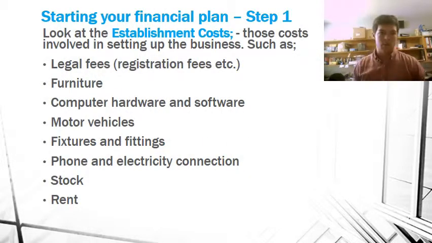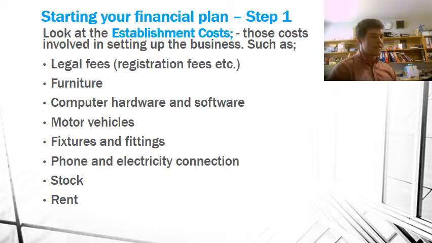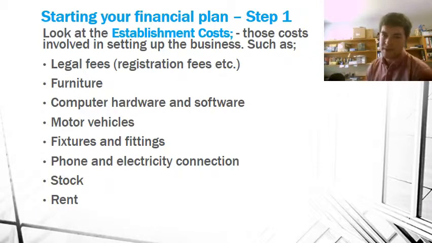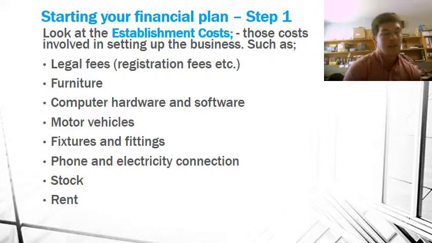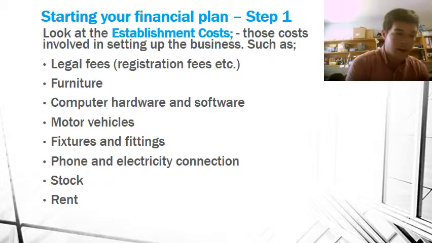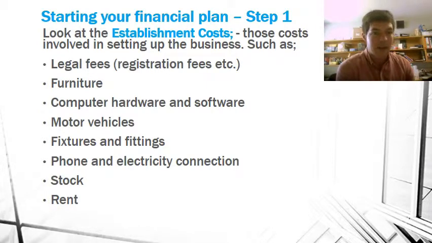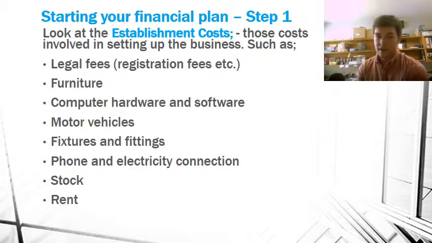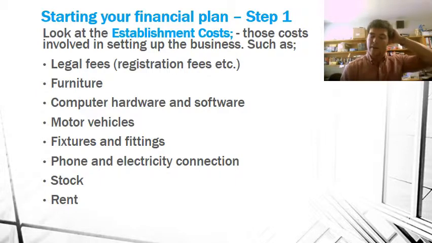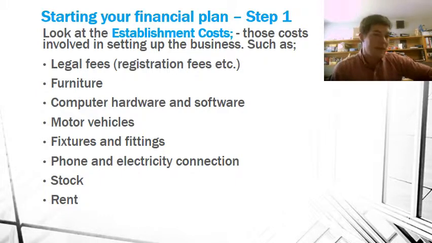Alright, boys and girls, so when you're starting your financial plan, the first step you need to do is look at your establishment costs. So these are the costs involved in setting up the business, such as legal fees. You might have to get the service of a lawyer to get yourself legally registered as a company. Looking at furniture, you don't want to be sitting on the floor in your new office. You might want a desk and a chair to go with it. And then you might want a computer to do some business on. You might need some software to run some business off that computer. Motor vehicles, get from A to B, you might even need a delivery company. It's all going to be part of your establishment costs.